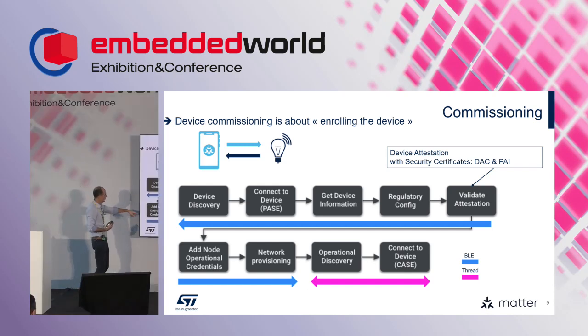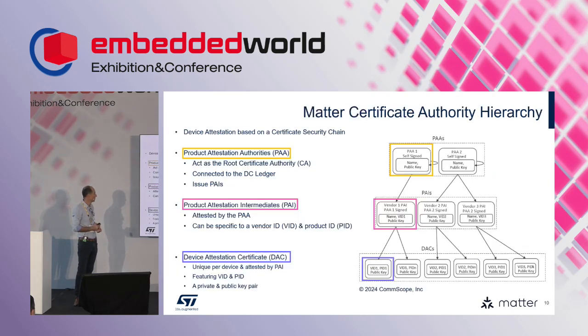Then there's additional certificates for the functionality of the device. Here we speak about node operation credential, but I will skip this stage. And once the device has passed all these stages, it's fully operational on the local network. So that's where complexity comes. I would say that that's the case today for smartphones.